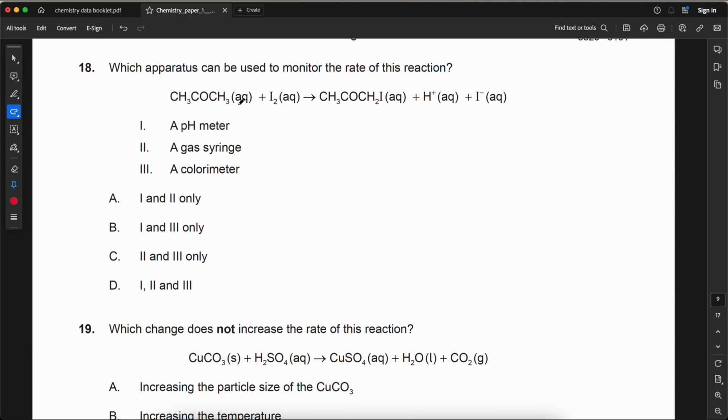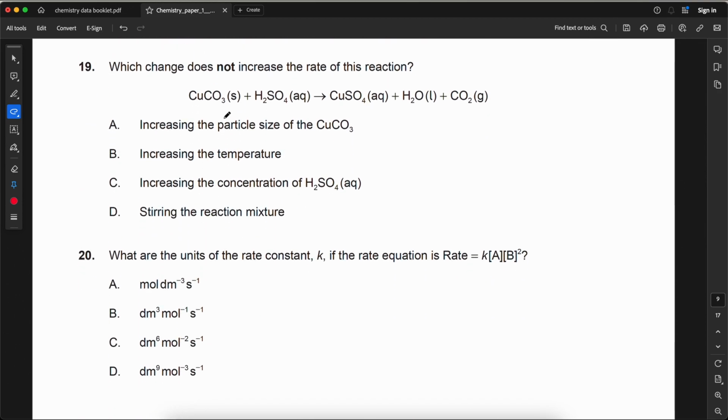Which apparatus can be used to monitor the rate of this reaction? pH meter, definitely yes, because there is H+ produced here. Gas syringe, to check the volume of gas, there is no gas involved. Colorimeter, there is I2 that has a brown color, so you can check the change of color using a colorimeter, therefore 1 and 3 only.